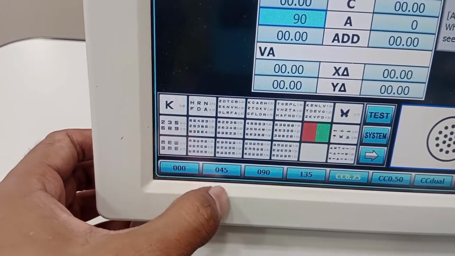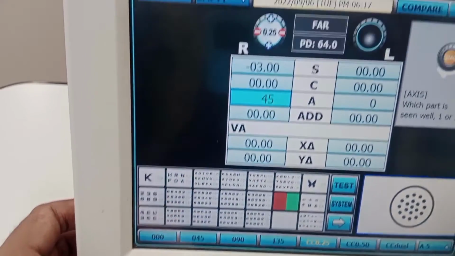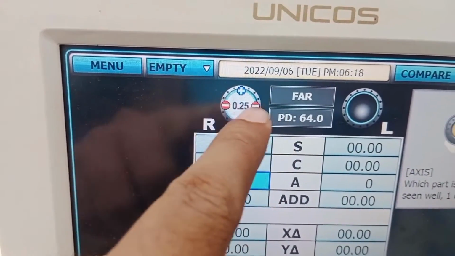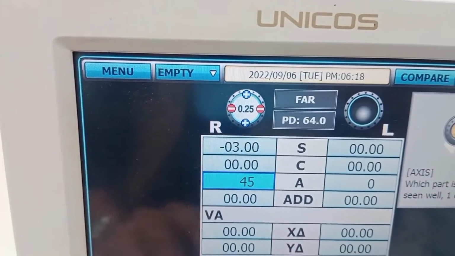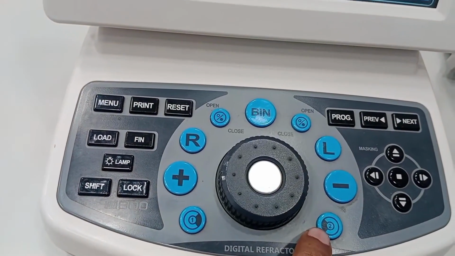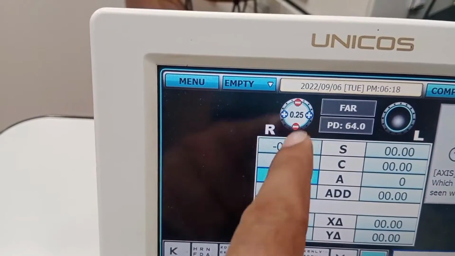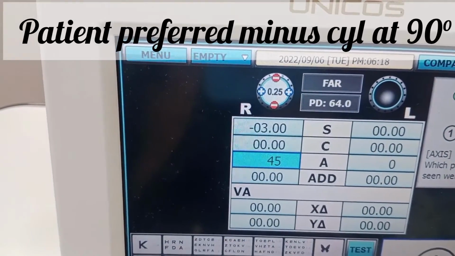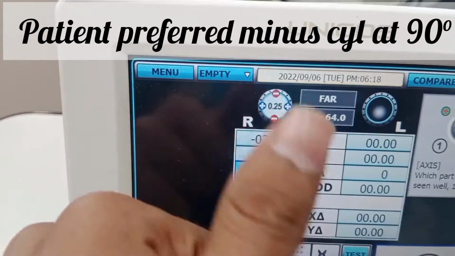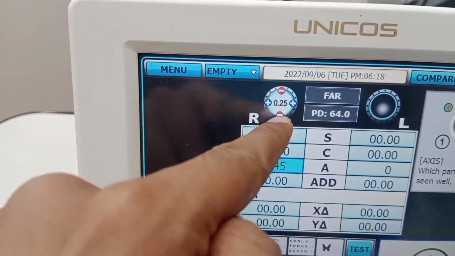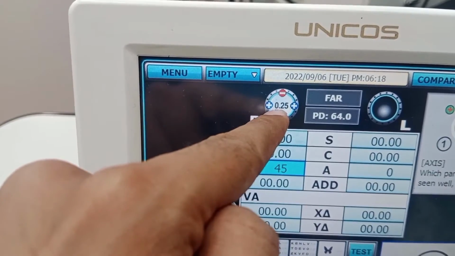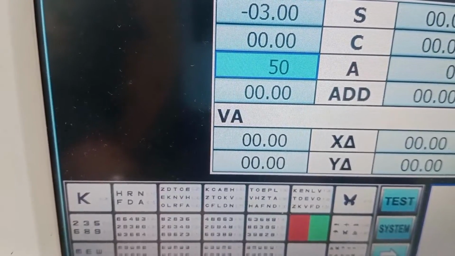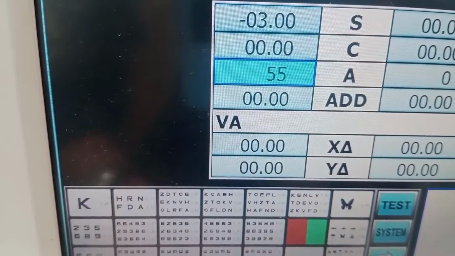So I will put my handle at 45 degrees, and now you can see the minus axes are at 180 degrees and the plus axes are at 90 degrees. And when I press position number 2, now you can see the minus cylinder is at 90 and plus at 180. So now suppose our patient preferred the minus cylinder at 90 degrees, which is the rough axis. So now I will change the axis to what the patient chose, which is 90 degrees.